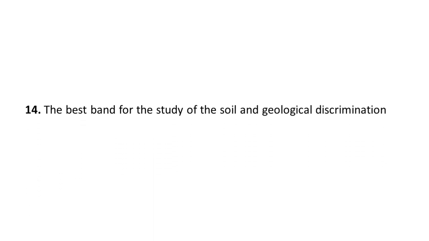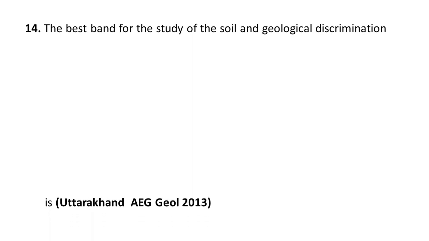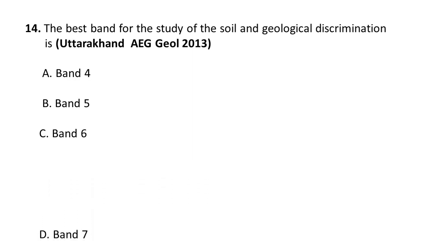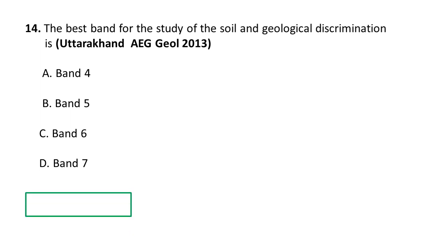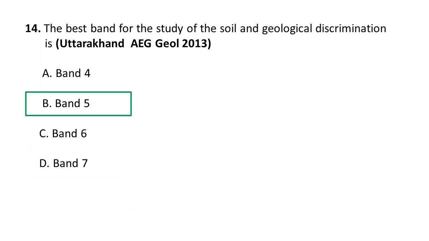Next question. The best band for the study of the soil and geological discrimination is A. Band 4, B. Band 5, C. Band 6, D. Band 7. So the best band for the study of soil and geological discrimination is Band 5. This band is sensitive to moisture and is used for soil and rock discrimination, monitoring soil moisture and vegetation, and it can also separate the water bodies from barren and croplands. So B is the correct option.